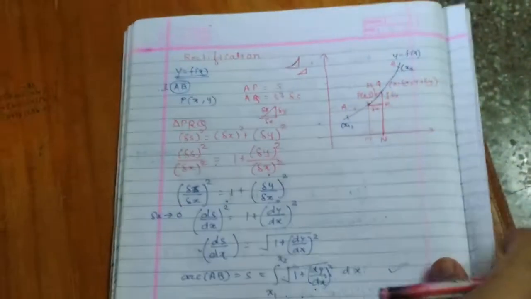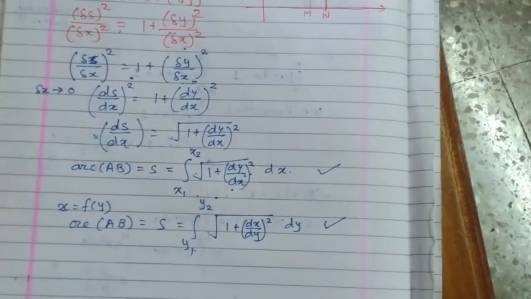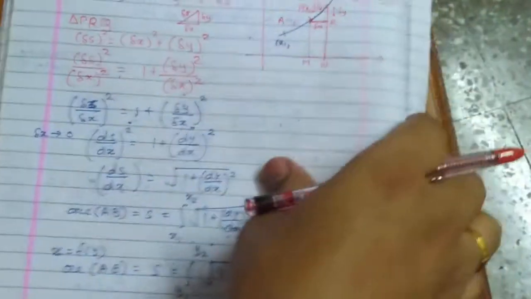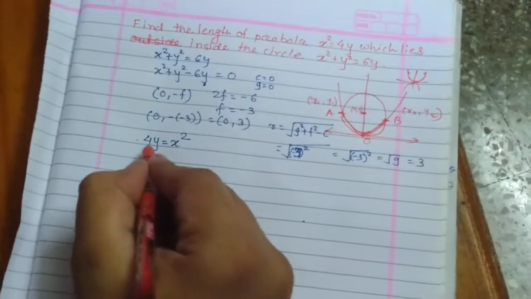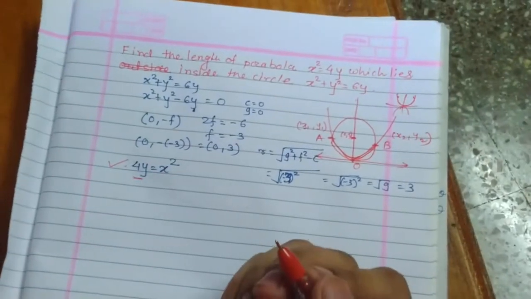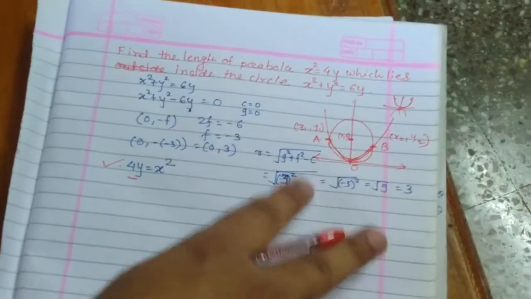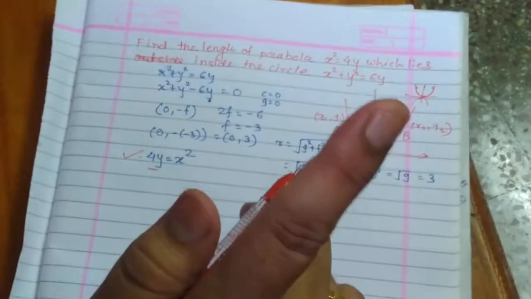Second thing, from this derivation, what is your f of x or what is your f of y? Here they have specified the equation of the parabola as 4y is equal to x square. As I want to measure the length of a parabola, I have to integrate along the parabola, not on the circle. That's very important.